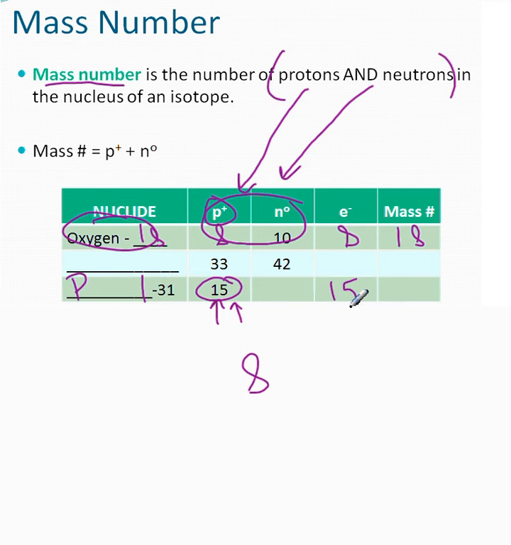Once I have the mass number, what I'm able to do is subtract. Remember, mass number minus the number of protons will always tell me the number of neutrons. So I get 16, the mass number is 31. We always write it on the back of the element's name with a dash. This is the key thing you have to be able to do tomorrow.